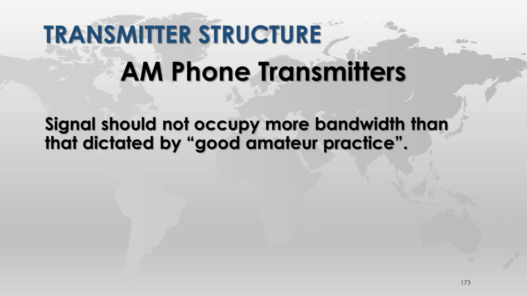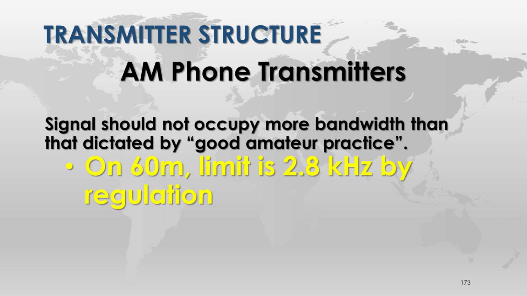You have to send an intelligible signal, and you don't need any more power, drive, or anything than what it requires to do that. On 60 meters, the limit is 2.8 kilohertz by regulation. This is the only place in the spectrum where it is mandated rather than being good amateur practice. A lot of people just avoid it. It's got its own special rules, power limits, all kinds of things, and it's 5 dedicated channels.